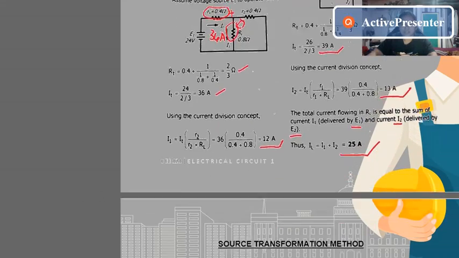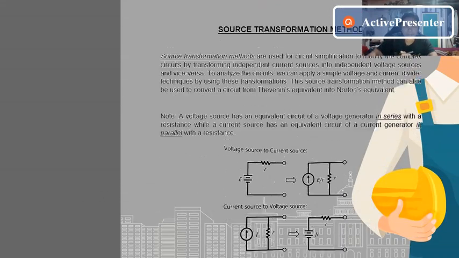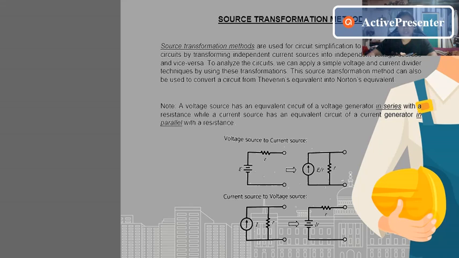So let's proceed for another topic for your final. So we have the source transformation method. So kaning source transformation methods are used for circuit simplification. To analyze the circuits, we can apply simple voltage and current divider techniques by using this transformation. This transformation method can also be used to convert a circuit from Thevenin's equivalent into Norton's equivalent.